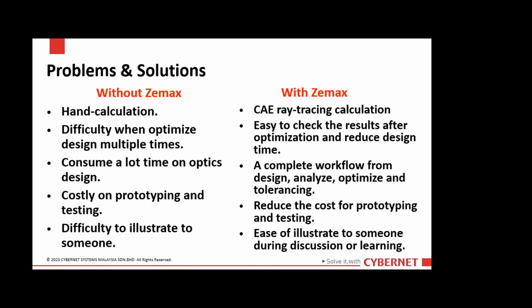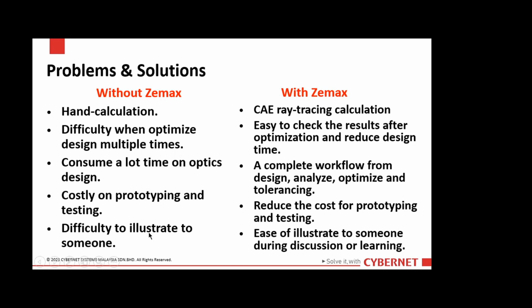So just now I demonstrated the usage with tools, and the without-tools case is a comparison. Without the tools, we need to use hand calculation. If we want to do the optimization multiple times, it may be difficult because we need to recalculate every time, and it consumes a lot of time on the optics design. Otherwise, we need to bear the cost of prototyping and testing.